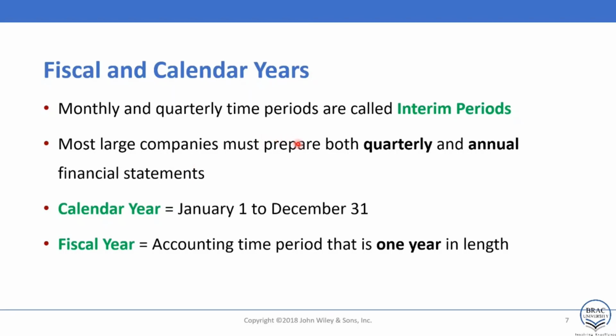Okay. So a company may prepare statements after 1 year, but they also prepare them quarterly and monthly, and these monthly and quarterly time periods are called interim periods. Interim periods, right? Now, just think about that.